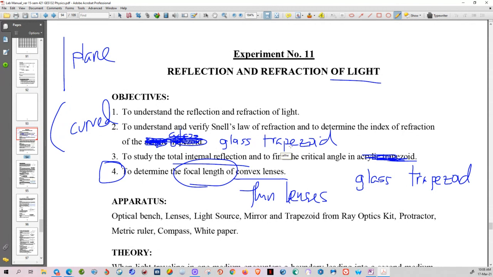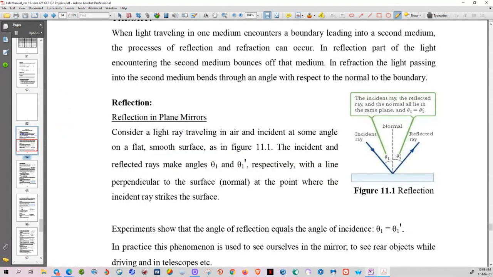So let's begin. Because this is a little bit long, we are going to make 5 tables. Let's start with reflection. Reflection happens because when light is traveling in air or even in vacuum, it travels in a straight line. That light traveling in a straight line, we call it a light ray.